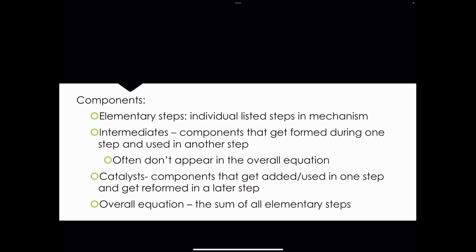Intermediates are going to be components that get formed during one step, and we turn around and use them in another step. They very often do not appear in our overall equation. We may also see catalysts. Catalysts, in terms of a mechanism, can be components that get added or used in one step and get reformed in another, later step. And then finally, we have our overall equation. That is the sum of all of our elementary steps.